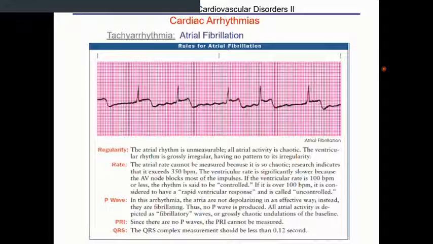If the ventricular rate is 100 beats per minute or less, the rhythm is said to be controlled. If it is over 100 beats per minute, it is considered to have a rapid ventricular response and is called uncontrolled. So in this arrhythmia, the atria are not depolarizing in an effective way. Instead, they are fibrillating. Thus, no P wave is produced. All atrial activity is depicted as fibrillatory waves or grossly chaotic undulations of the baseline. Since there are no P waves, the PR interval cannot be measured, and the QRS complex measurement should be less than 0.12 seconds.